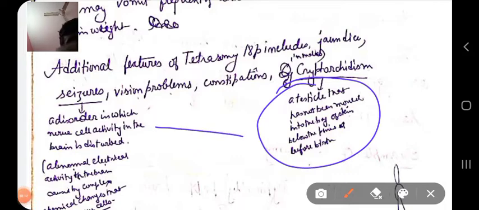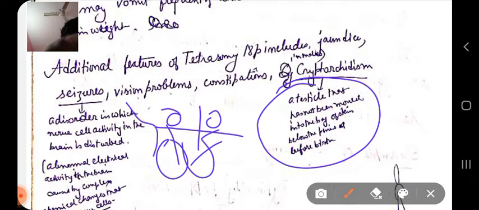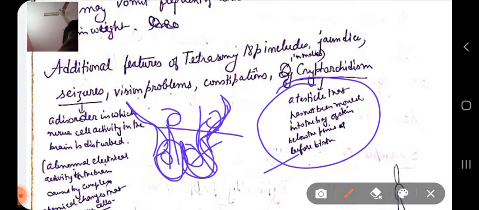Cryptorchidism, as you have studied in your class 12 reproduction chapter, is the condition where the testis has not come out into the scrotal sac in male. So scrotal sacs are the parts of the male reproductive organ where the testes are located to maintain the formation of sperms at a certain particular temperature. But in cryptorchidism, the testicles have not come out from the abdomen. They have not come into the scrotal sac. They remain in the abdomen of that human being. So this type of cryptorchidism may occur.